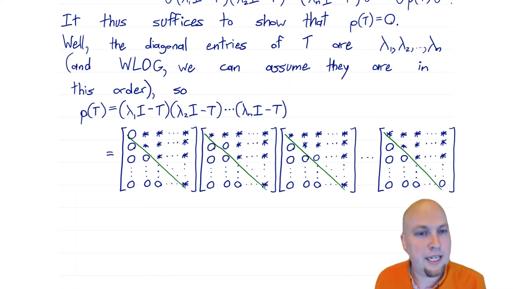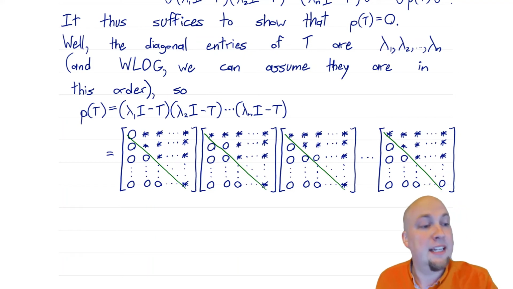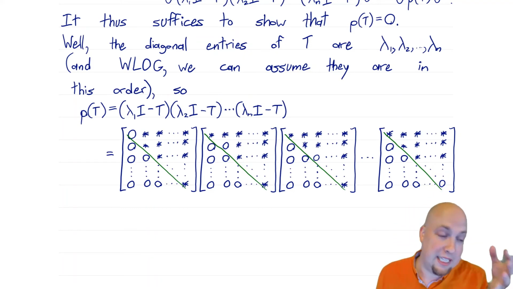Similarly, for lambda 3 I minus T, I'm going to get a 0 in the third diagonal entry, and so on down the line. Lambda n I minus T, now I'm getting a 0 in the nth diagonal entry, in the last diagonal entry, right?